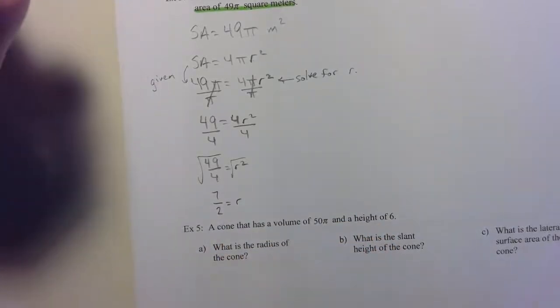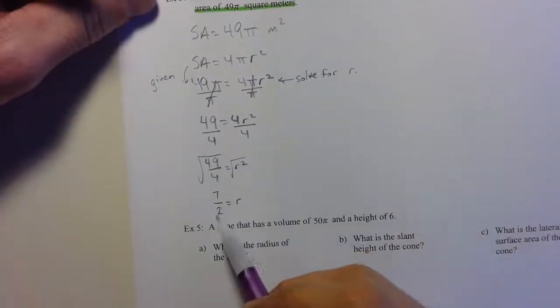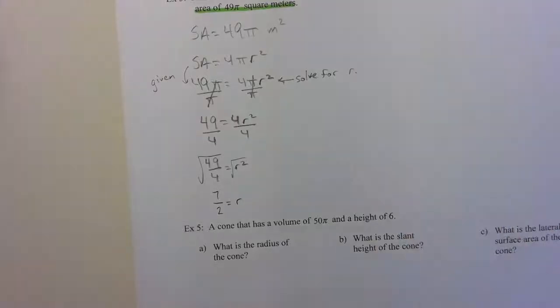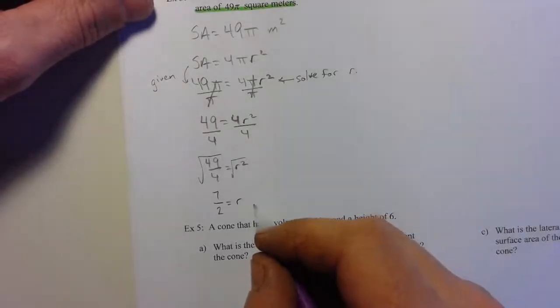If you don't remember that, that's okay. You could have just put it into your calculator, and it would have given you the same thing: 7/2 or 3.5. So we solve for r, and we now have our radius.